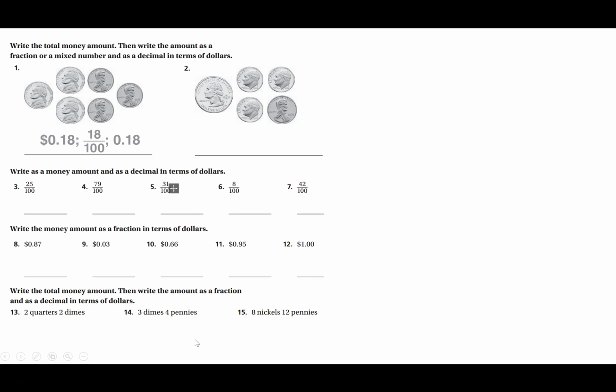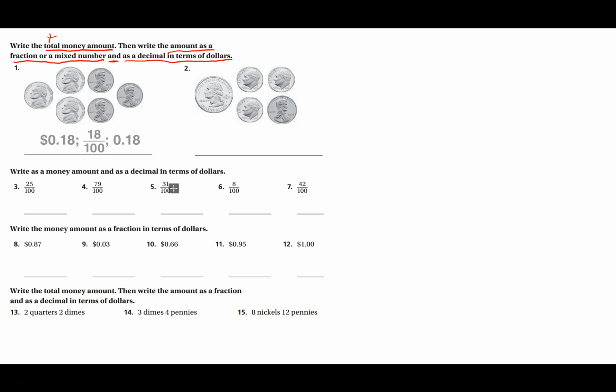I'm going to go over a few of these examples just so you get an idea of what the directions are asking you to do for each problem. So it says write the total money amount. So total, we're going to be adding. Whenever we see that word total, we know we're going to be adding. Then write the amount as a fraction or mixed number. So that's one way I'm going to do it. And as a decimal in terms of dollars. Okay. So let's go ahead and do that.